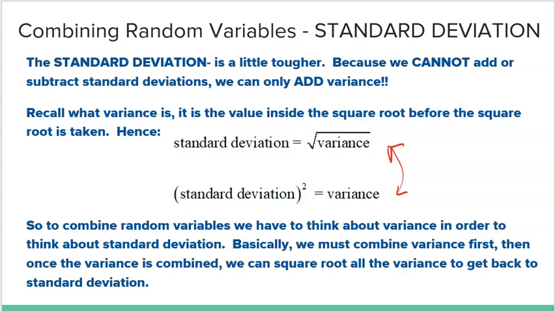So to combine random variables, we have to think about combining their variance first. So basically, we must combine all the variance together. Then, once all the variance is combined, we can take the square root of the variance, because the square root of variance is how you get back to standard deviation. So that's what you need to memorize. The idea is that we cannot add or subtract standard deviations. Don't you ever dare take two standard deviations and add them together. Never, ever, ever. You have to add their variance.